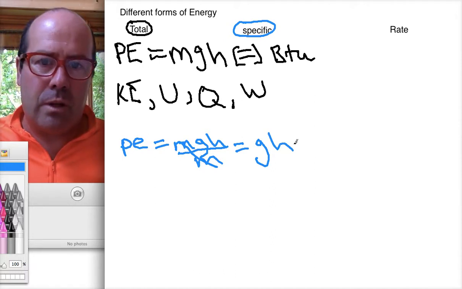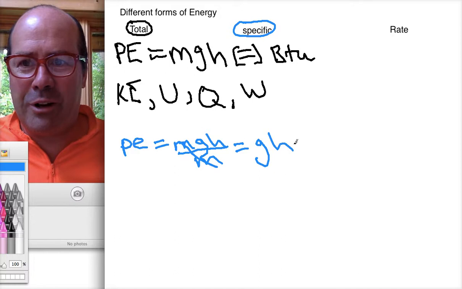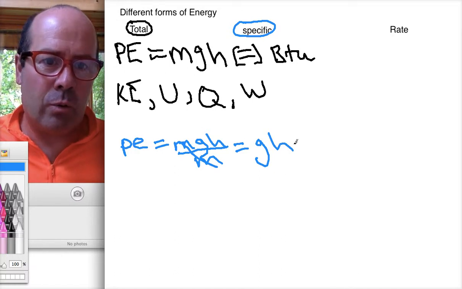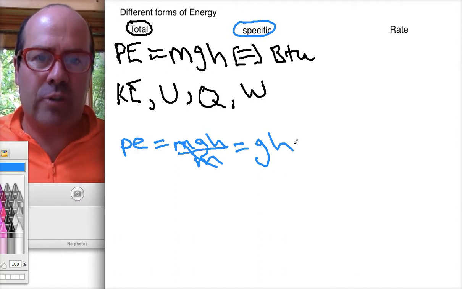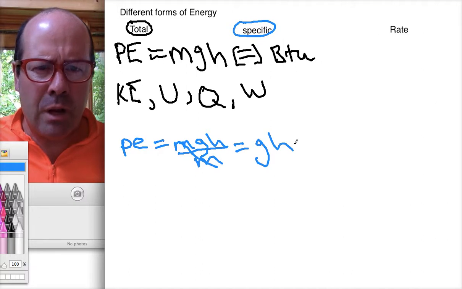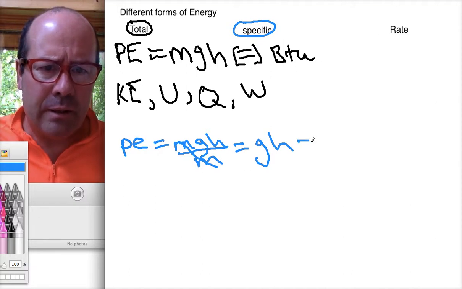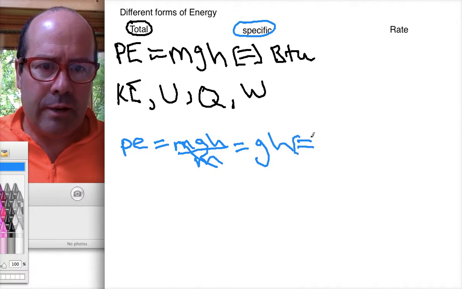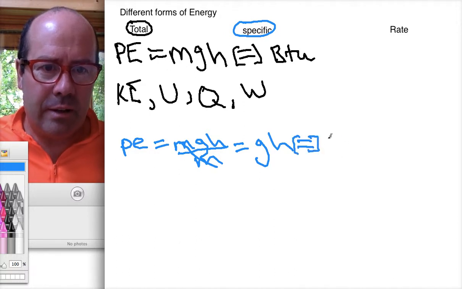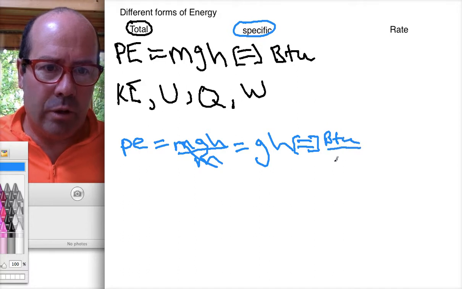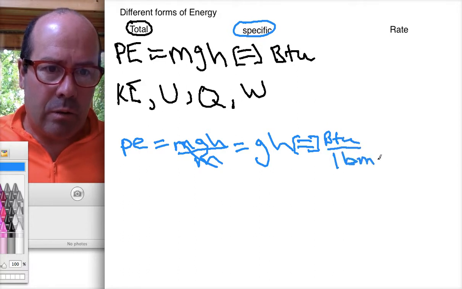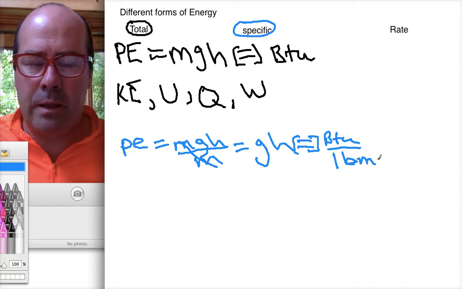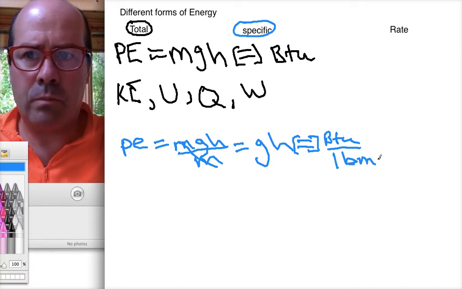And then for internal energy, we really don't have an equation for that yet, though we'll get a couple, and for heat transfer and for work. But what would the units be? Well, what happens when you take a BTU and you divide it by a pound mass? Real original here, we're going to get BTUs per pound mass.